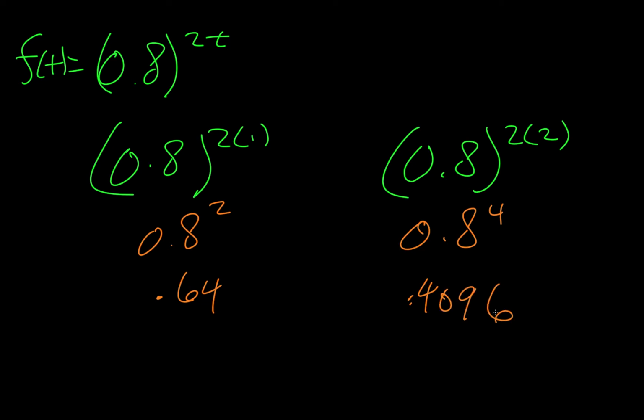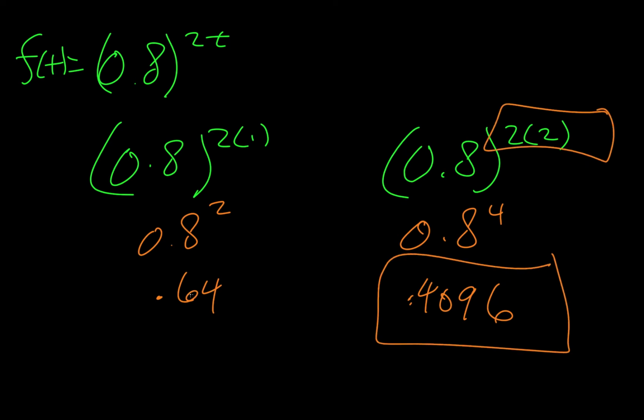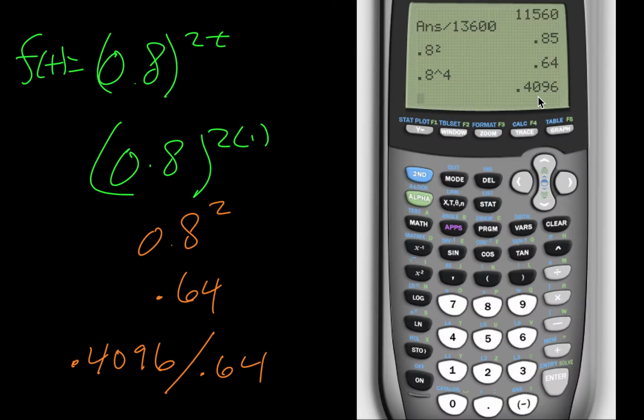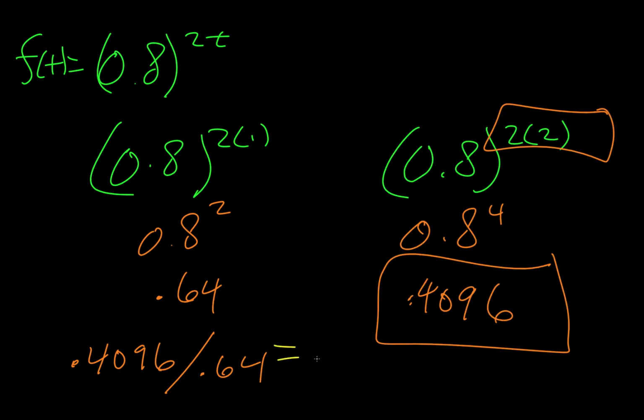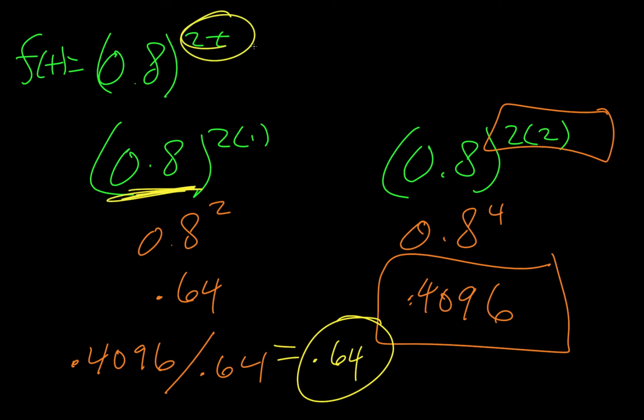Once again, we plugged in a 2 right here, so we use this one on top and divide by that. 0.4096 divided by 0.64. We ended up getting 0.64 for our answer. Now notice that that was different than this 0.8. That's because right here was not just a t or an x, it was a 2.